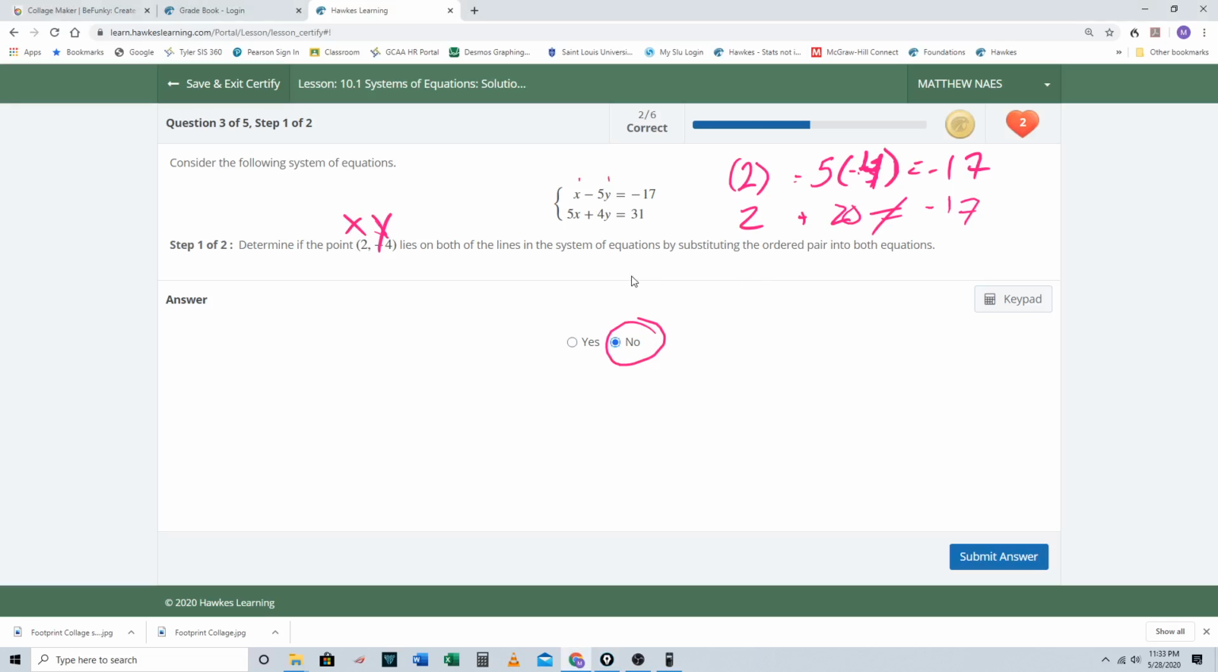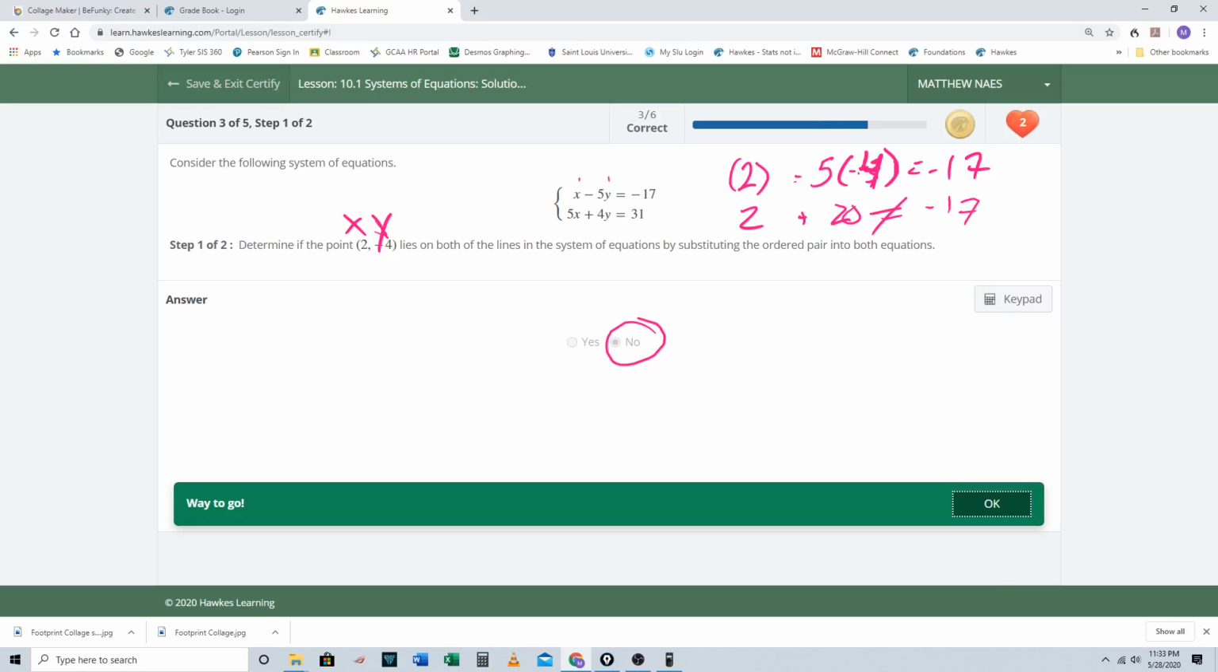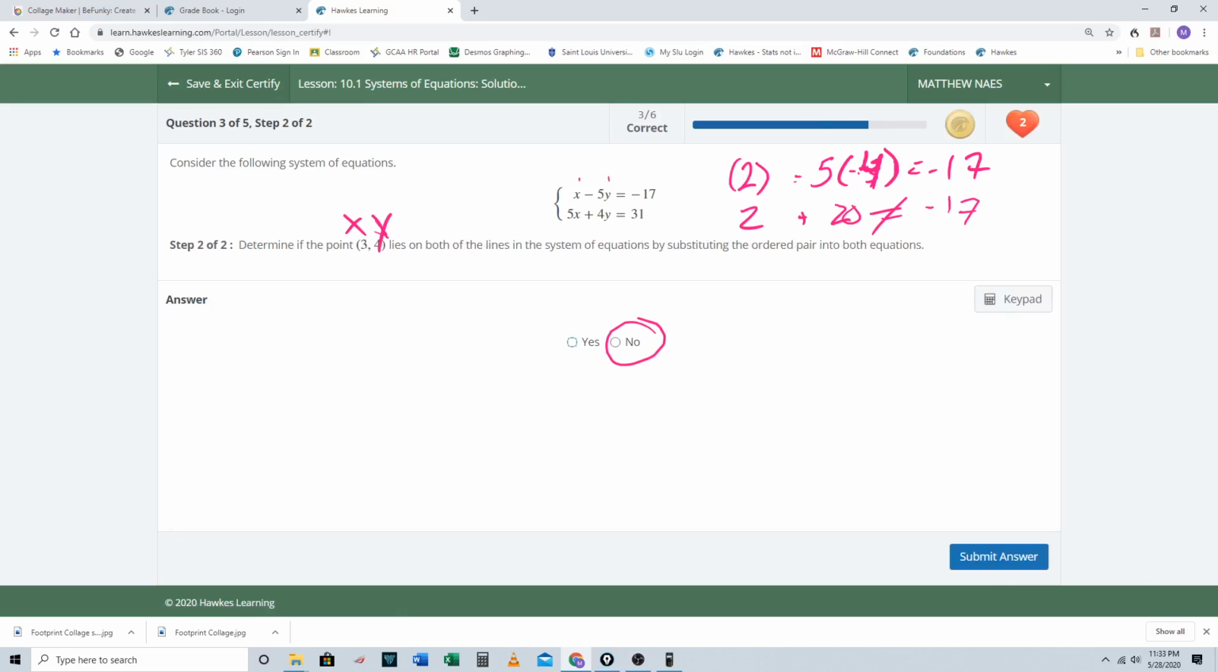Again, you plug it in to see if it works. It may plug in on the bottom one, but not the top. It may plug in the top, but not the bottom. But if it doesn't work for both, it is not a solution. So they're going to give us another one. 3, 4. All right.